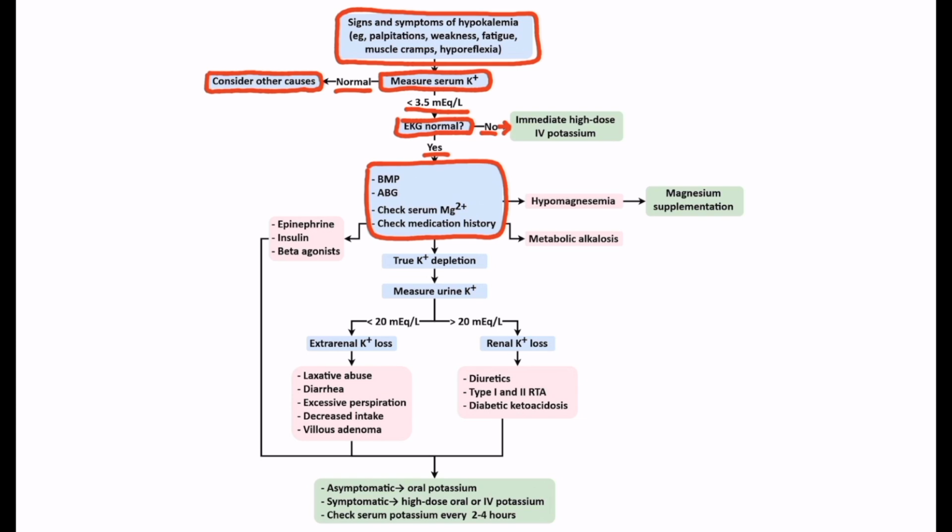We should also check magnesium because we already explained previously, hypomagnesemia can cause renal potassium wasting. Arterial blood gases should be ordered to check for underlying acid-base disturbances. Finally, we should check the medication history.